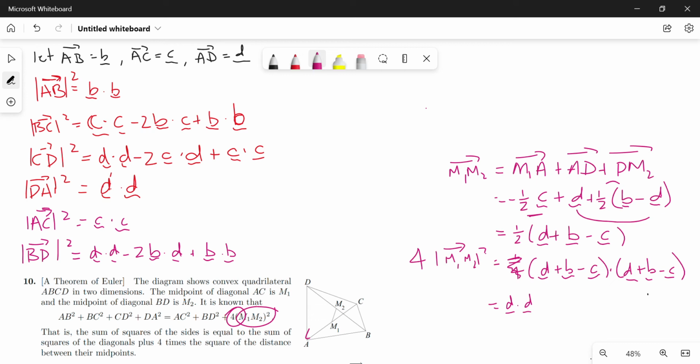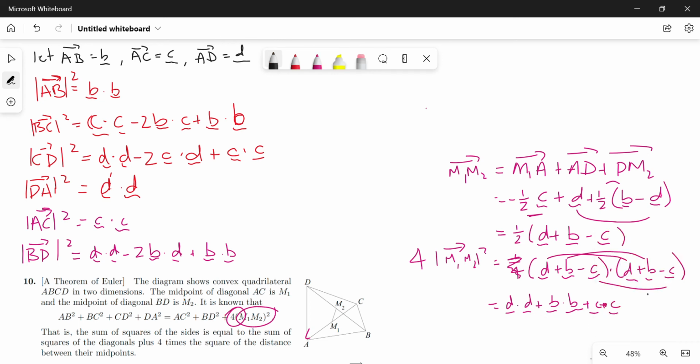What else do we get? I'm going to put all the squares together. We also get a b dot b, don't we, from that one? And we get a c dot c from there. So we get all that, c dot c. Watch me make a mistake here. All right, so we do get those.